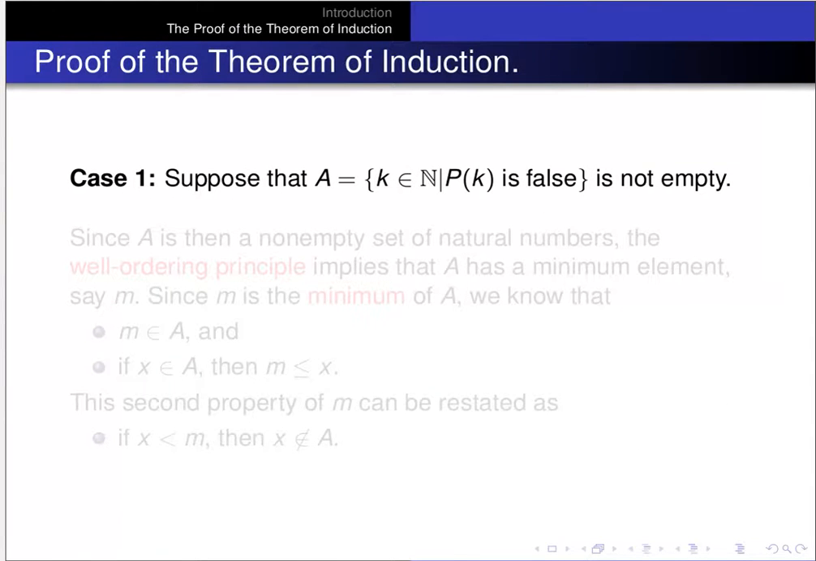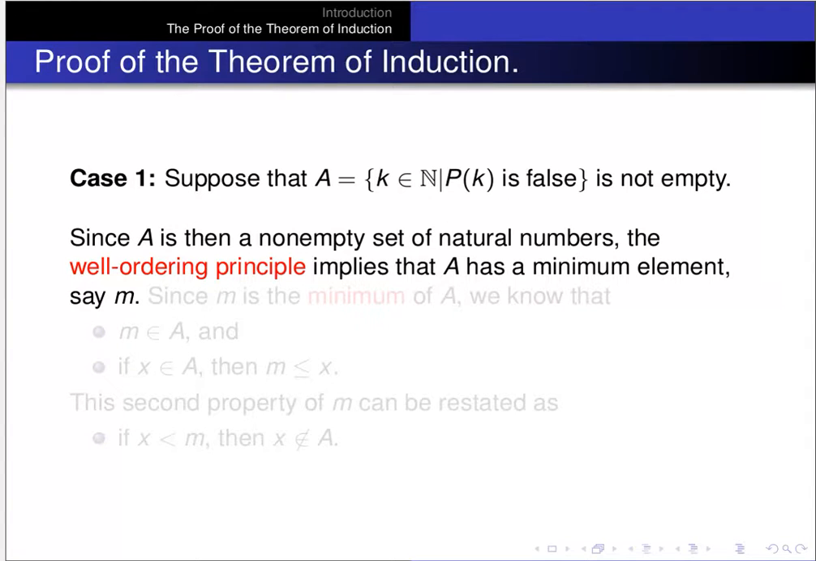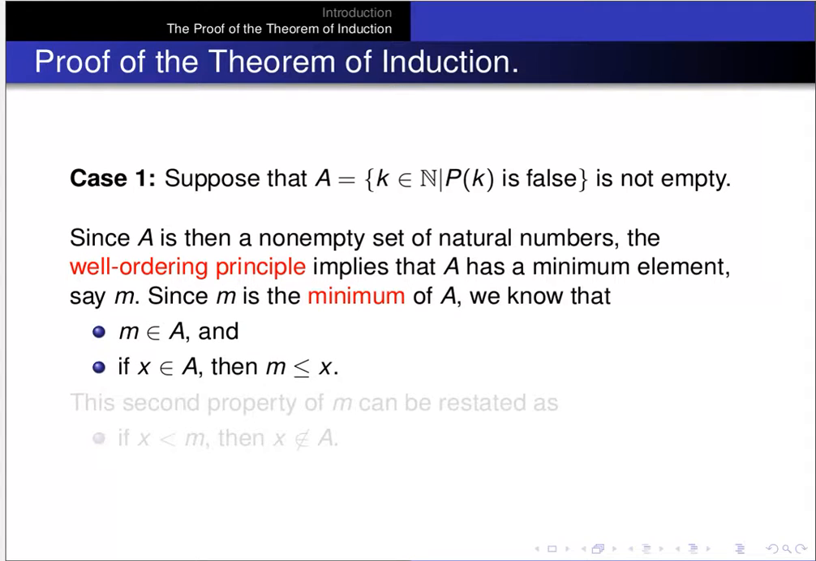So suppose that this set A is not empty. In other words, let's suppose that the set of all natural numbers k so that P(k) is false is not empty. There's something in that set. Well, if there's something in that set, then A is a non-empty set of natural numbers. And now we can pull out the well-ordering principle, which implies here that A has a minimum element, which we'll call m. So again, recall the definition of the minimum element. If m is the minimum of A, then we know that m is a member of the set A, and we know that if x is a member of the set A, then m is less than or equal to x.